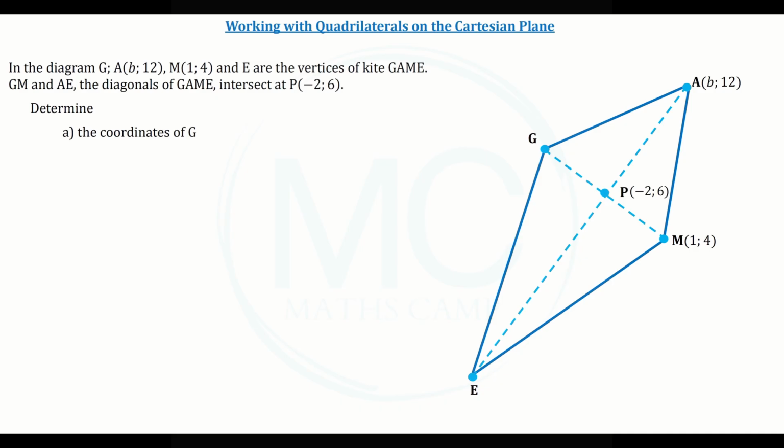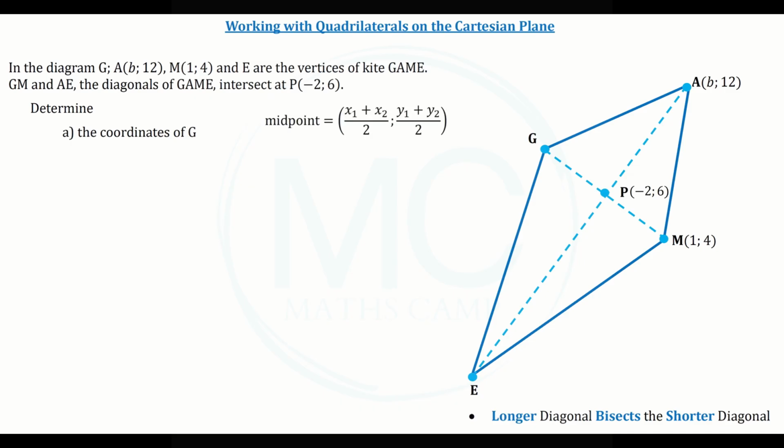Now, one of the most important characteristics of a kite is that the longer diagonals bisect the shorter ones. This means that P is the midpoint of the diagonal GM, and we can use the midpoint formula to find the coordinates of G. Let's start with the x-coordinate, and we can say the x-coordinate of P, let's call it Px, is equal to the x-coordinate of G plus the x-coordinate of M all over 2.